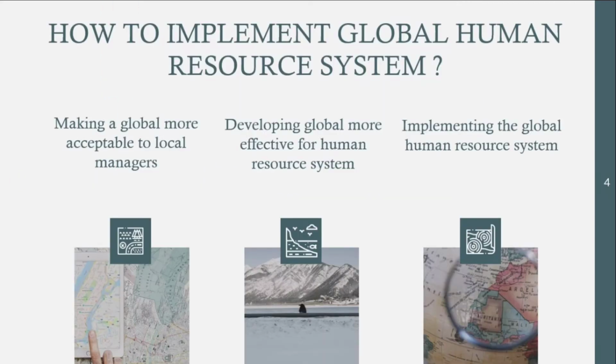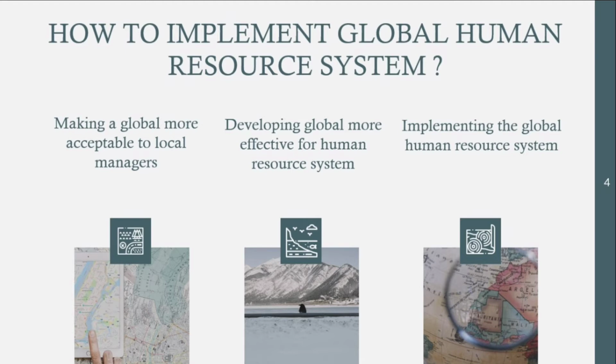How to implement global human resources is, first, making a global system more acceptable to local managers. Best practice for making a global human resources system more acceptable to local managers is: 1. Remembering that global systems are more acceptable in truly global organizations. 2. Investigating pressure for differences and determining their legitimacy. 3. Working within the context, for a strong corporate culture is best.